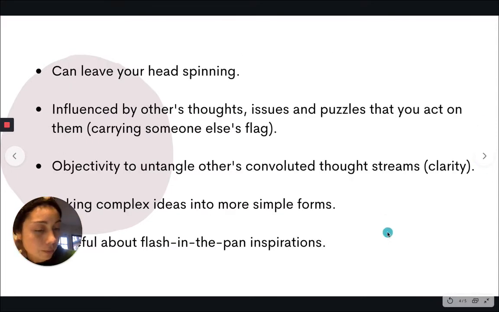All right, so as we talked before, this can be super overwhelming for you, and it can leave you with your head spinning, feeling like a kaleidoscope, like it's too much. And the thing is that because you're influenced by other people's thoughts and issues and puzzles, and the big questions in life, they're coming to you, and sometimes they're not even your questions. They're other people's questions, and they're coming to you. And so you get this pressure, again, the pressure from the top to act based on these inspirations that are not yours. And what that can cause is that you end up carrying someone else's flag.